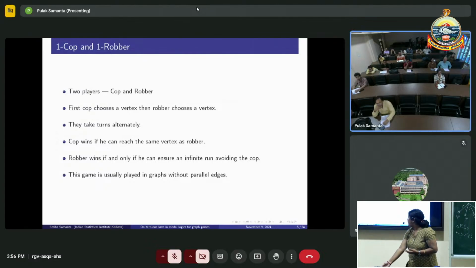This game is not interesting for graphs with parallel edges, as it is not required if they have 2 ways to move from one vertex to another. So we can think of the graphs as not having parallel edges.